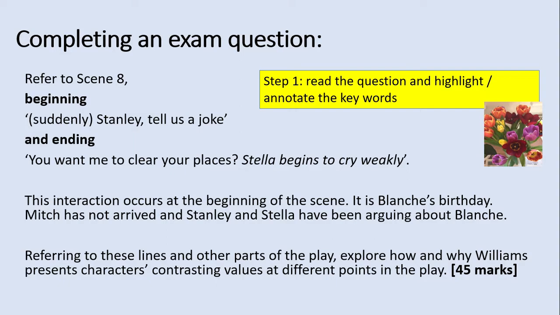Okay, so our exam question is this today. I'll just read it out for you, and then if you would like to pause the tutorial here, you can make a note of it. So refer to scene 8, beginning, suddenly Stanley tells us a joke, and ending, you want me to clear your places, Stella begins to cry weakly. This interaction occurs at the beginning of the scene. It is Blanche's birthday. Mitch has not arrived, and Stanley and Stella have been arguing about Blanche. Referring to these lines and other parts of the play, explore how and why Williams presents characters' contrasting values at different points in the play.